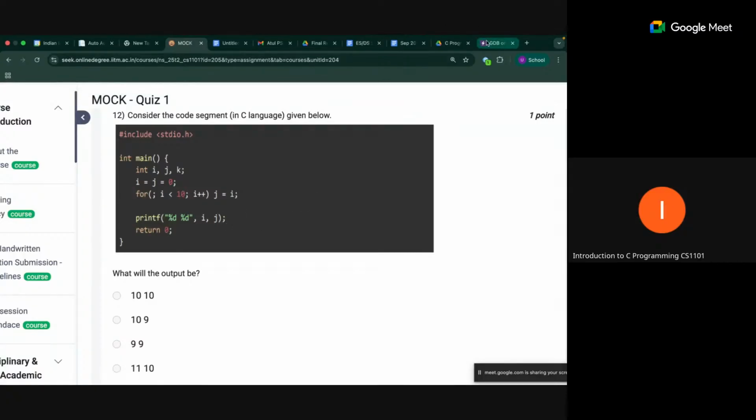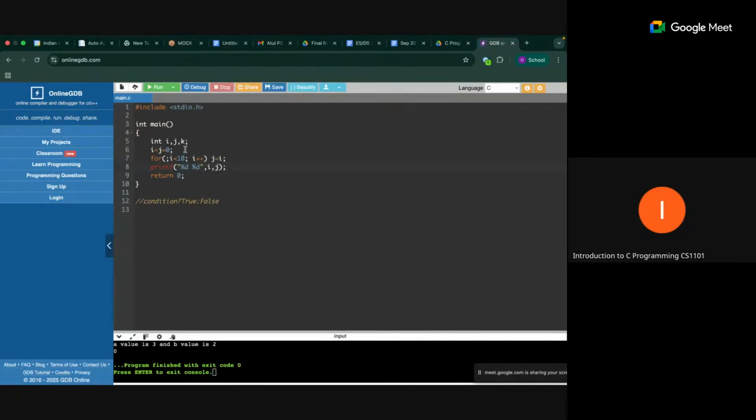Yes. So here, how the loop works, people. What is the i value initially? Yeah, 0. J value is also initialized to 0. Then what is happening? First, how the loop works: initialization, then the condition check. Is 0 less than 10? Yes, ma'am. So what does it have to do? It has to give us j equal to i. So what will be the j value then? J becomes 0. Next time i is incremented to 1.